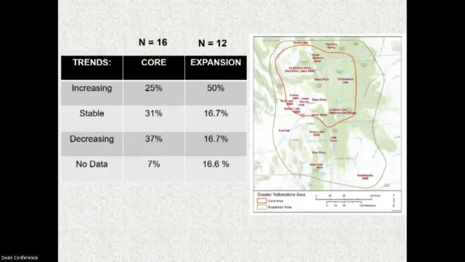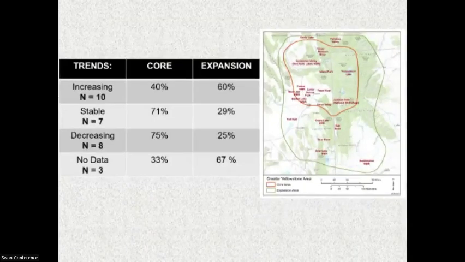And then if we look at the expansion area, 50% of all those polygons are increasing. 16% are about stable, and similar with decreasing trends. So that's pretty good for the expansion area. They have increasing trends overall. Another way to look at it is 60% of all the increasing trends occur in the expansion areas, whereas 40% occur in the core area. And then stable areas, 71% of those are in the core area, whereas only 30% are in the expansion areas.